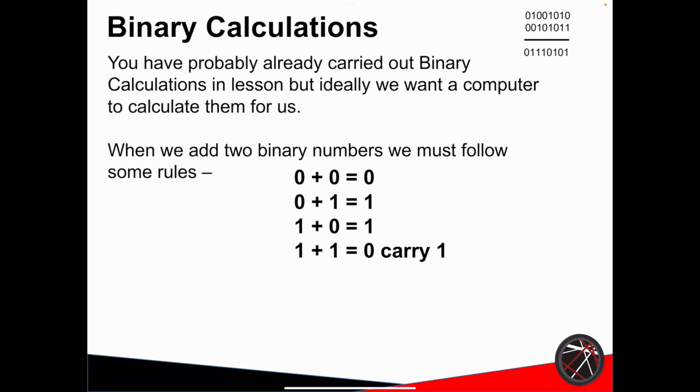When we're carrying out binary calculations, and I'm sure you've maybe done this in class, we can do this in a theoretical sense using a pen and paper, and we would follow a set number of rules. So 0 plus 0 would give us 0, 0 plus 1 would give us 1, 1 plus 0 would give us 1 as well, and then 1 plus 1 would give us 0 with a carry of 1. The carry is really important because it goes into the next part of the calculation and allows us to do more than one bit of addition at the same time.